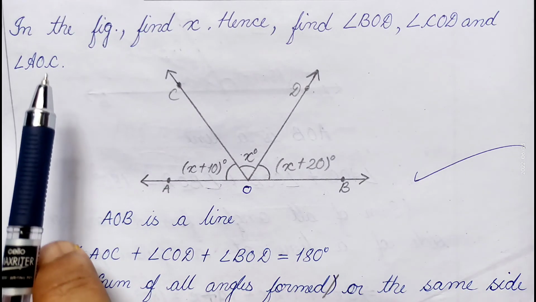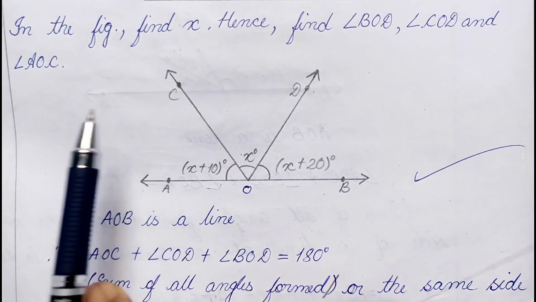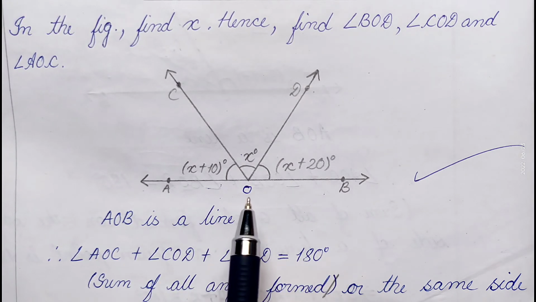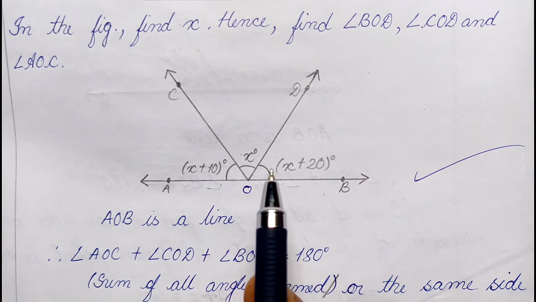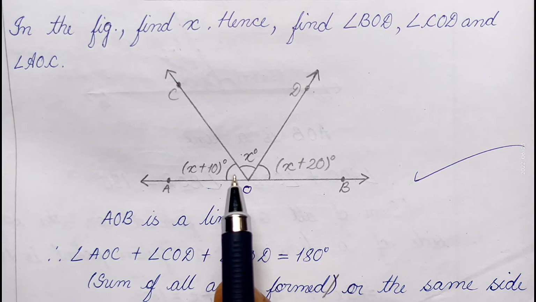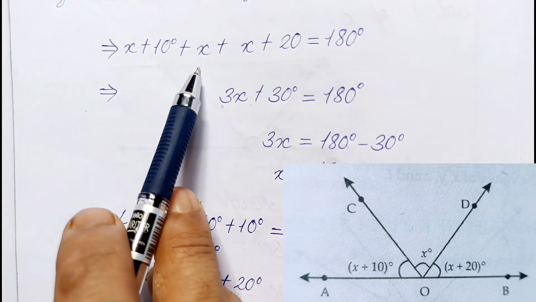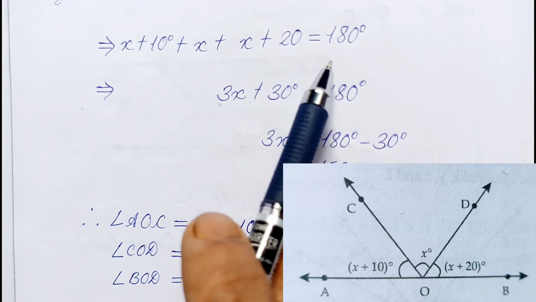In question number 2, it is given in the figure to find x, and hence find angles BOD, COD and AOC. Here AOB is a line. Since AOB is a line and O is a point on it, and we know the sum of all angles formed on the same side of a line at a given point is 180 degrees, angle AOC plus angle COD plus angle BOD will be 180 degrees. Instead of AOC, we can write x plus 10. Instead of COD, we can write x. And instead of BOD, we can write x plus 20. And this equals 180.